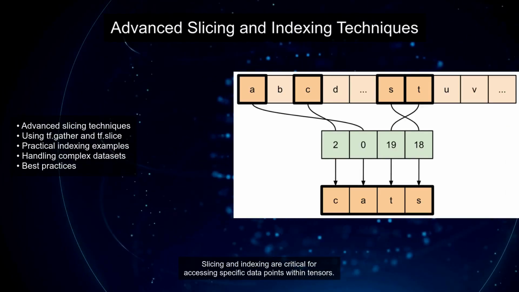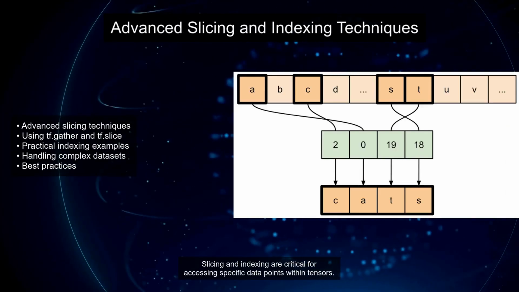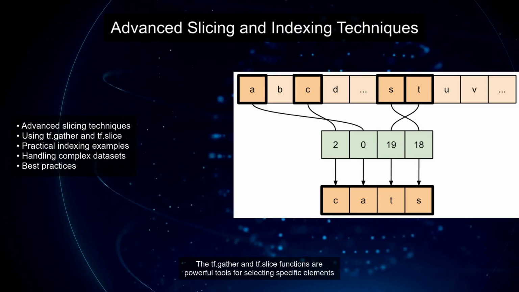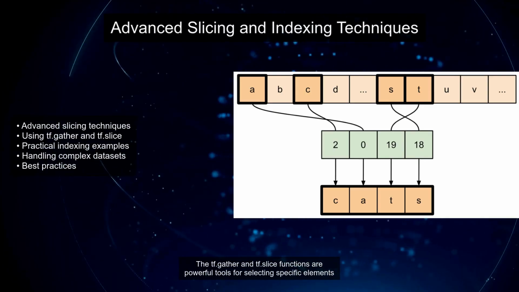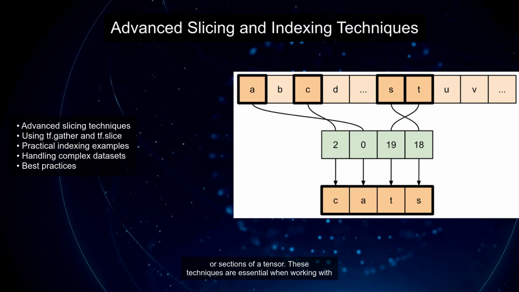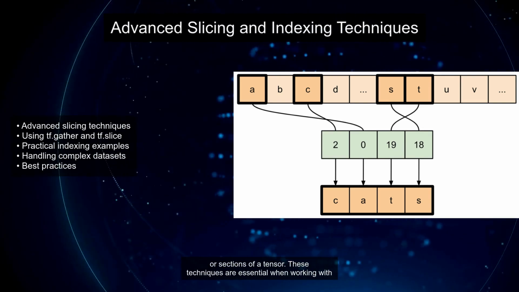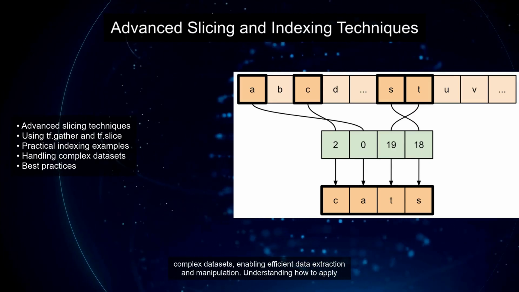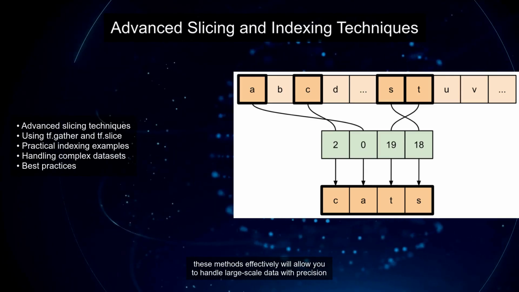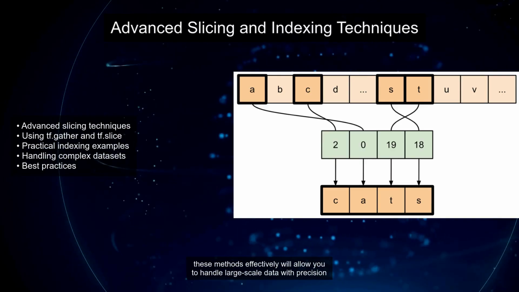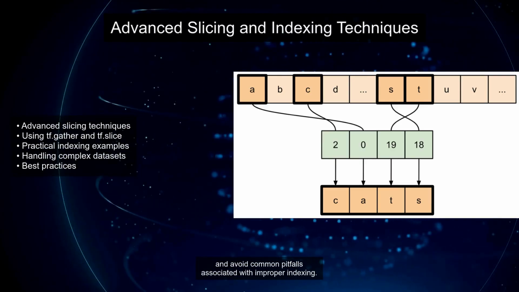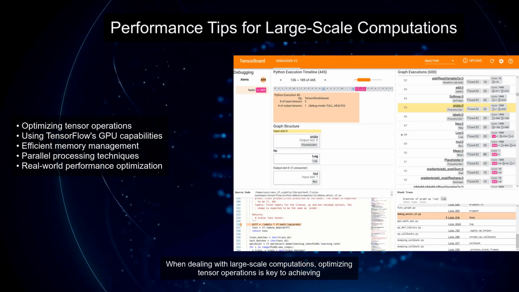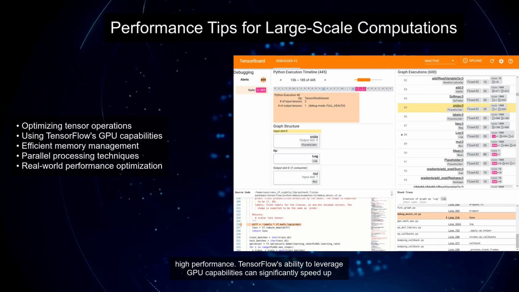Slicing and indexing are critical for accessing specific data points within tensors. TensorFlow provides advanced slicing techniques that allow for more complex data manipulation. The tf.gather and tf.slice functions are powerful tools for selecting specific elements or sections of a tensor. These techniques are essential when working with complex datasets, enabling efficient data extraction and manipulation. Understanding how to apply these methods effectively will allow you to handle large-scale data with precision and avoid common pitfalls associated with improper indexing.